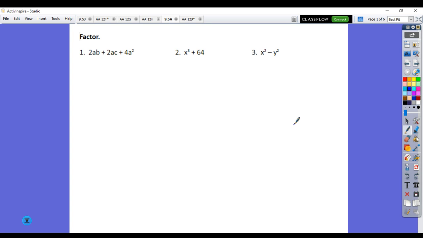So I'm going to apologize because my slate's not working right. So I'm using my mouse pad to write.